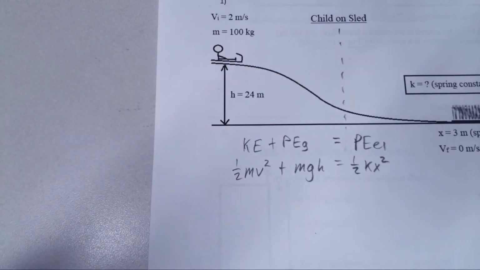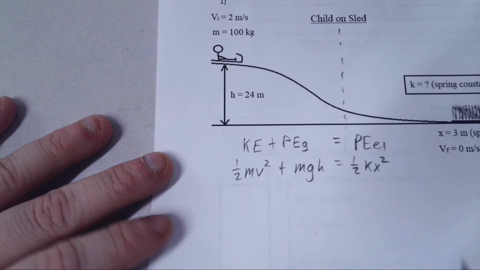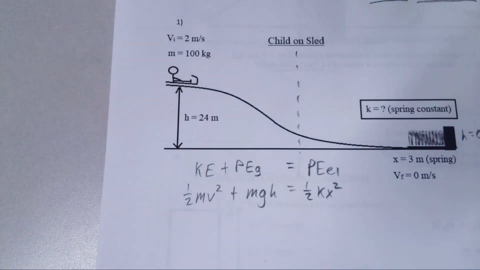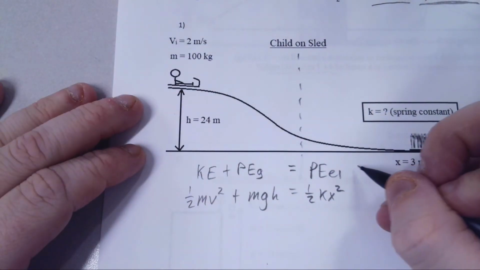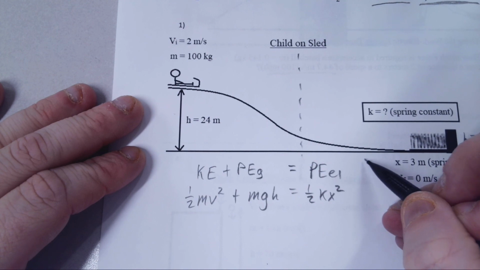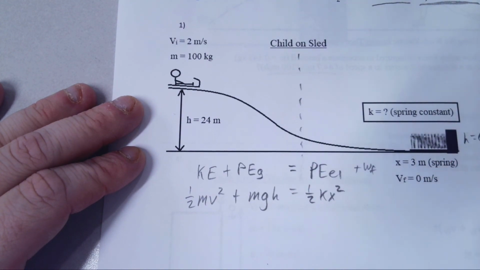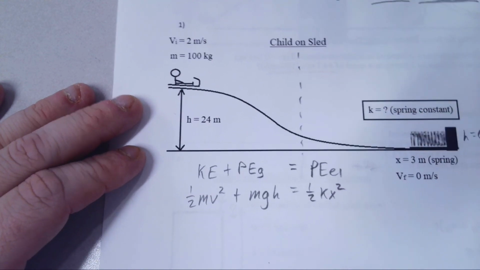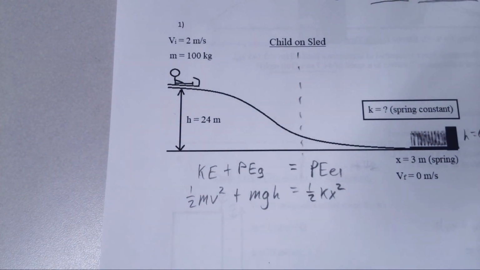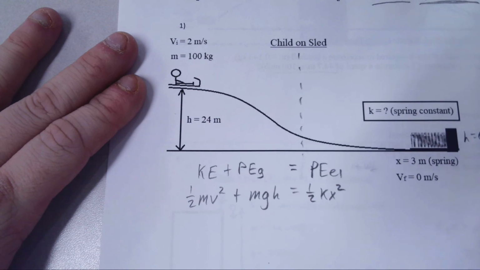Yes? Why can you say, what makes it so you can set those two things equal? Conservation of energy. We're not losing any energy due to friction or heat. Even if we were losing energy here, if there was friction, we would just have that right there, a work due to friction. But you cannot create or destroy energy. You can just change its forms. So that's the reasoning behind that.